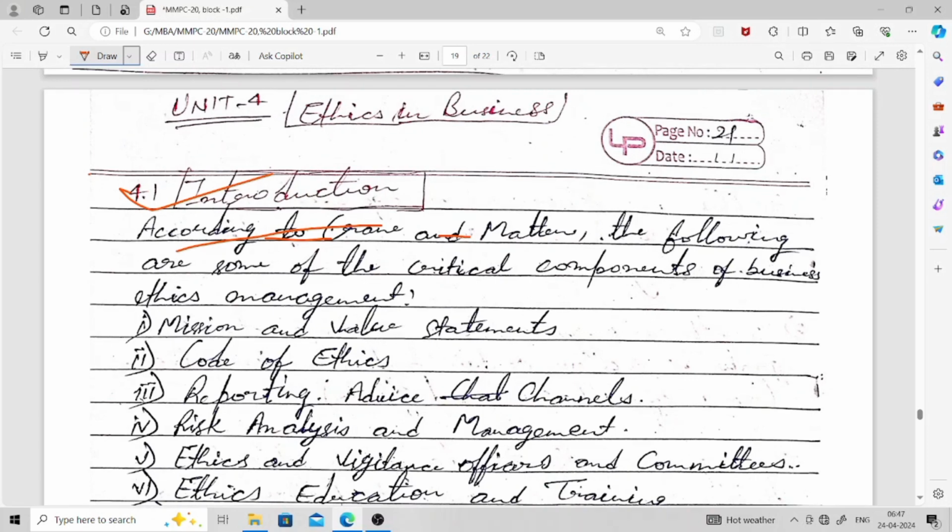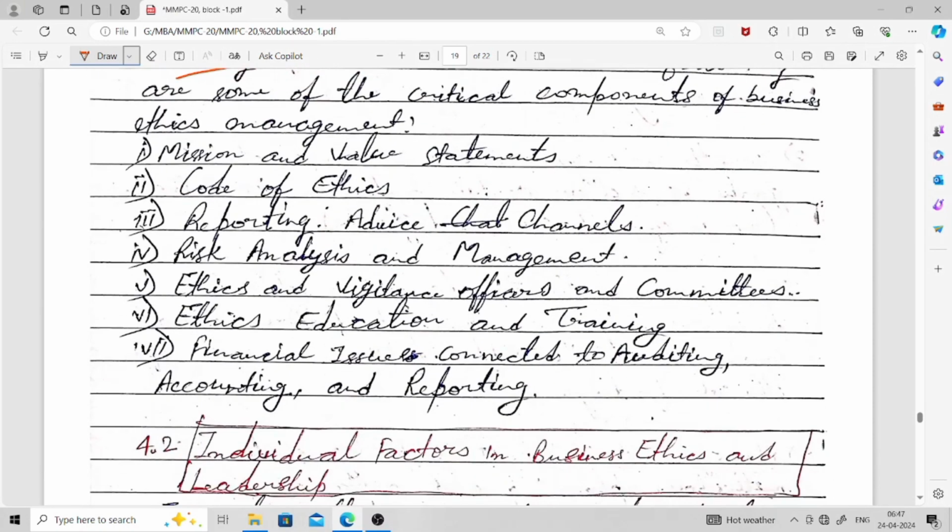So these are the critical components of business ethics management. It means these things should be analyzed and considered in case of business ethics. Whenever there is a case of managing business ethically, these things should be considered, because all these components involve ethical decisions.